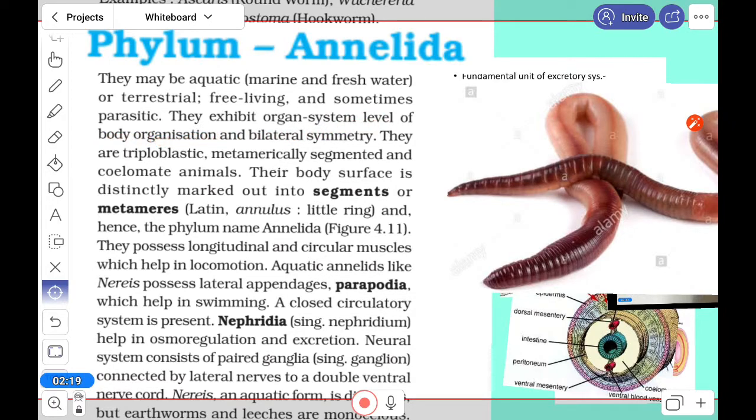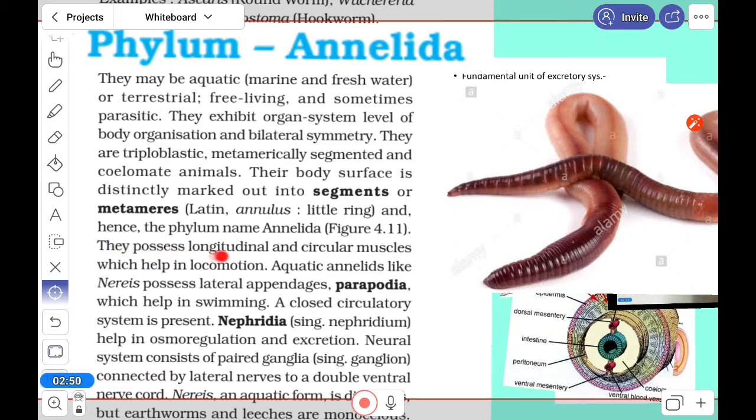Body organization: bilateral symmetry is there. They are triploblastic, metamerically segmented, and coelomate. Coelom is also there, so we have a true coelom here. They are triploblastic, all three layers are there, and the body is metamerically segmented equally. So we are getting the advanced characteristics, and one by one we'll discuss all.